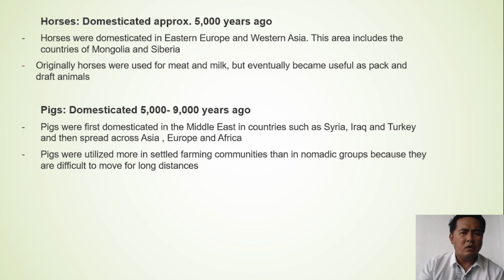Okay, sa horse. Horses were domesticated approximately 5,000 years ago in Eastern Europe and Western Asia. This area includes the countries of Mongolia and Siberia. Originally, horses were used for milk, but eventually became useful as pack and draft animals. So sa una, ang kabayo, gigamit pa nila as meat, gigatasan pa nila. Okay? Pero eventually, gigamit ra sila as draft animals, nga pang-trabaho. Okay?